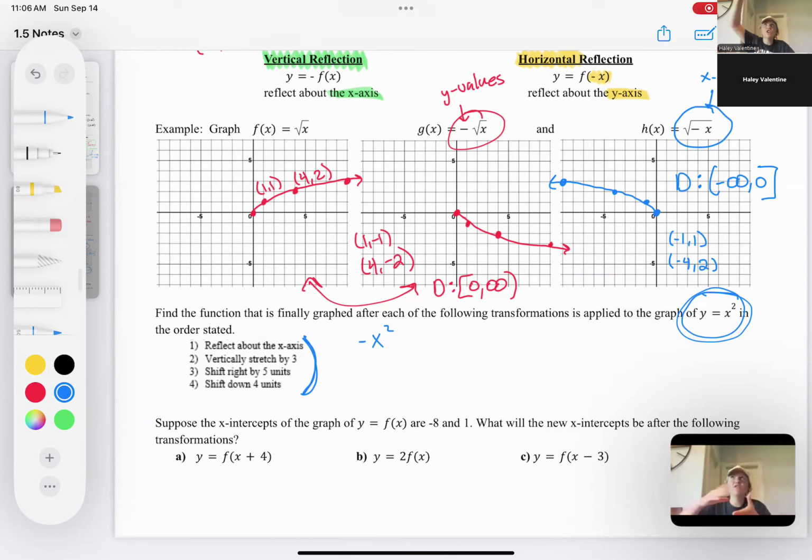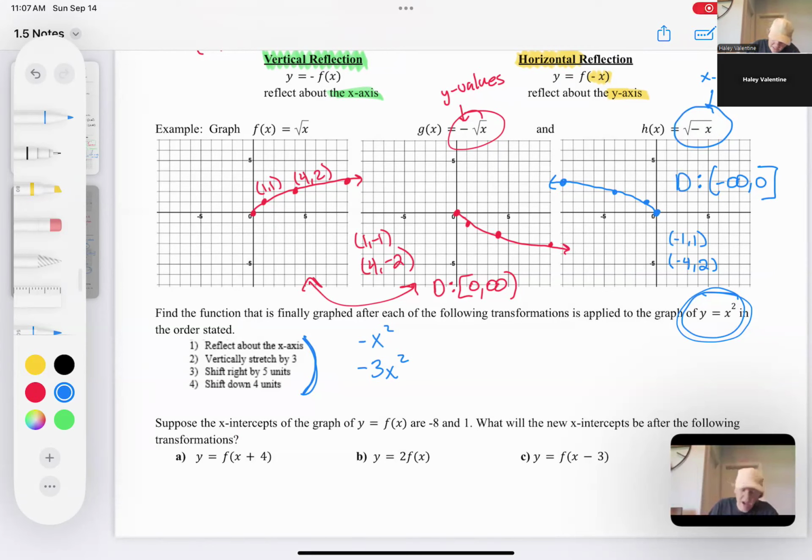Now a vertical stretch by 3. Again, vertical is up and down, so it's still going to be on the outside of my function. Vertical, anything on the outside is not opposite. So that means I still have my negative, but now I need a 3 for my vertical stretch of 3.